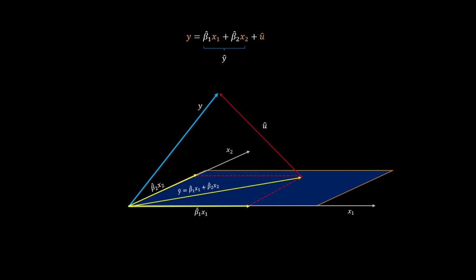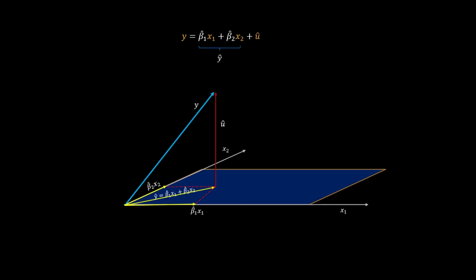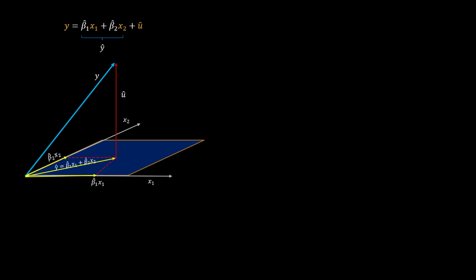How do we choose the right coefficients? Following the same intuition, we want to choose the coefficients in such a way that the residual vector is orthogonal to the x1, x2 plane. Here is our design matrix, our observed y vector, and our estimated residual vector. If u hat is perpendicular to the x1, x2 plane, it will be perpendicular to both x1 and x2. So we can write the dot products as 0.